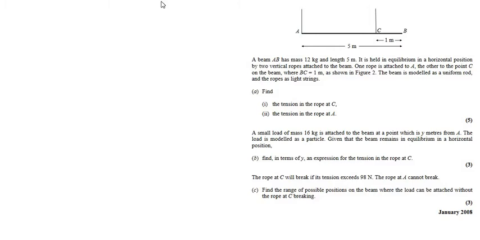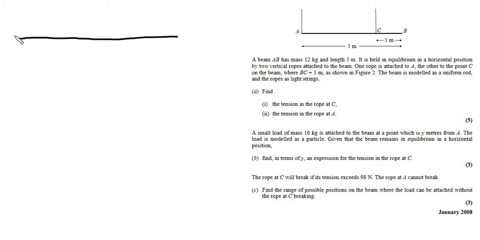So in this question we have a beam that is held in equilibrium by two vertical ropes, one rope being attached to A and the other being attached to point C. The beam is modelled as a uniform rod and the ropes as light strings, and the beam has mass 12 kilos and length 5 meters. I think it's always helpful to redraw these pictures. So that's exactly what I'm going to do.